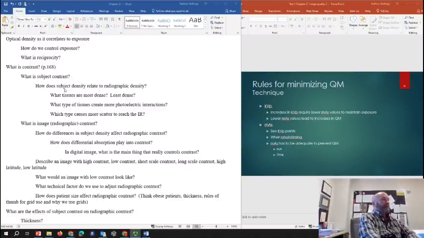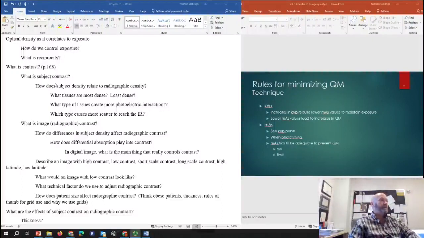So contrast is always difference, regardless if that's radiographic contrast or subject contrast. Subject contrast would be the difference between bone, soft tissue, bone, air, soft tissue, air, soft tissue of different types. So that's subject contrast. And the difference in tissue types will give you your radiographic contrast. So radiographic contrast is the difference between black and white.